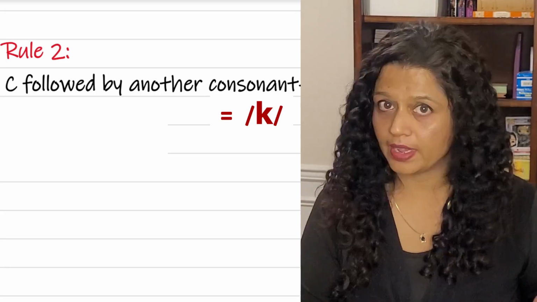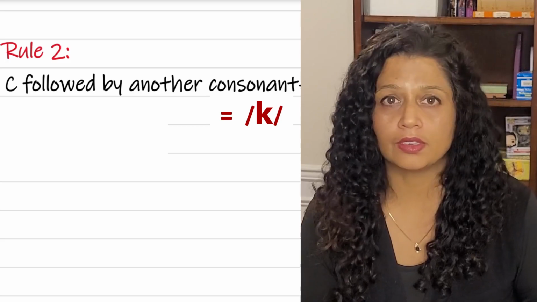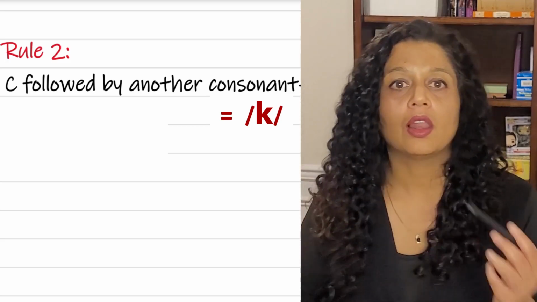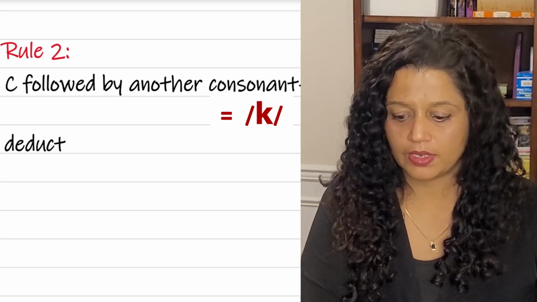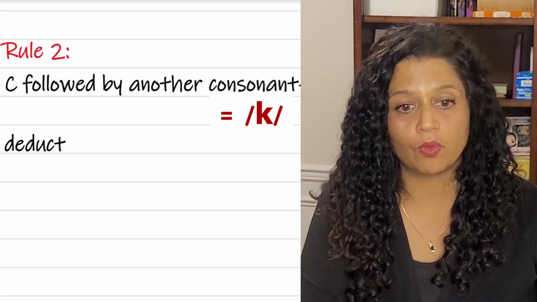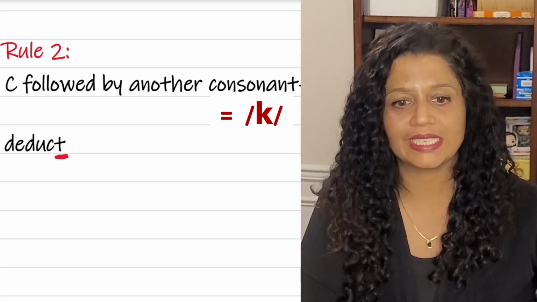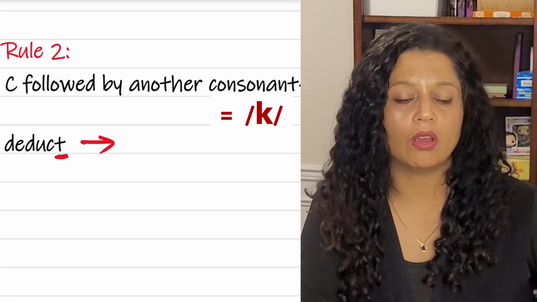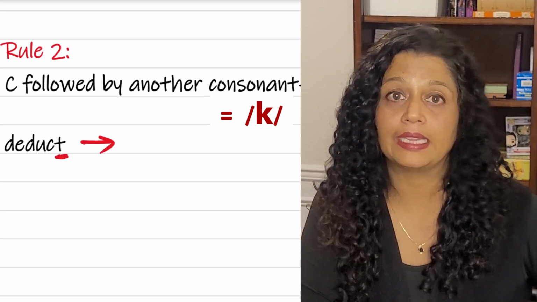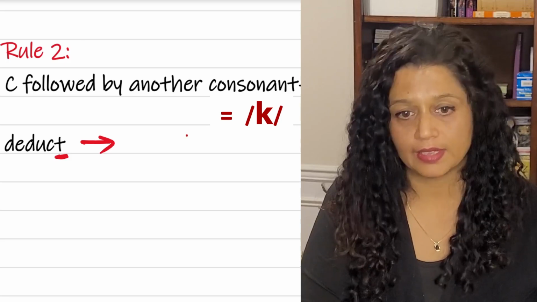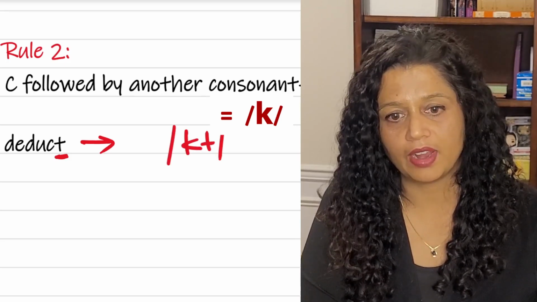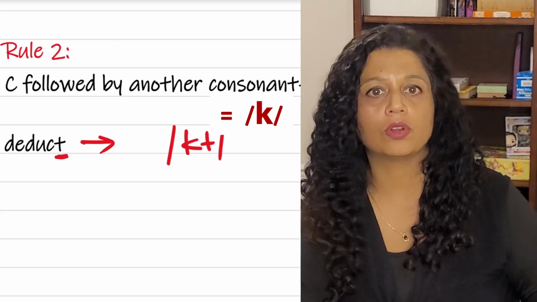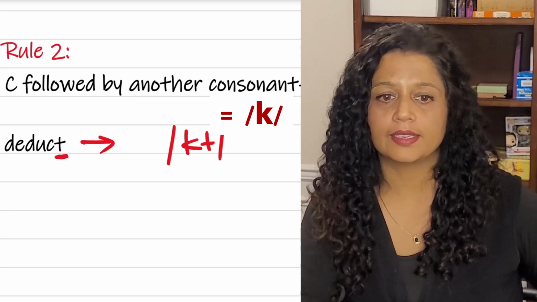But that cluster, those two consonants together, do not have to be at the beginning of the word. It is the same rule even if the consonant cluster is at the end of the word, like in a word like deduct, okay? Here, our C is toward the end of the word and it is followed by the consonant T. So it is going to make the K sound. So the ending sounds here are going to be deduct, right? That's how the word is going to end. So it says the K sound.